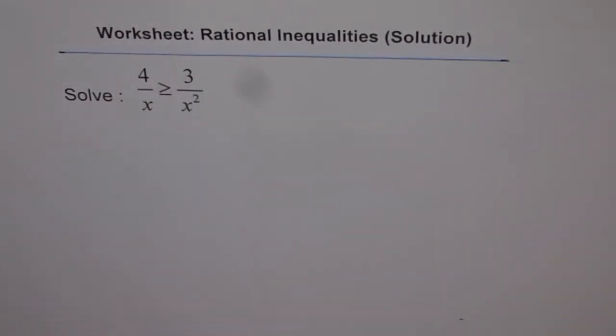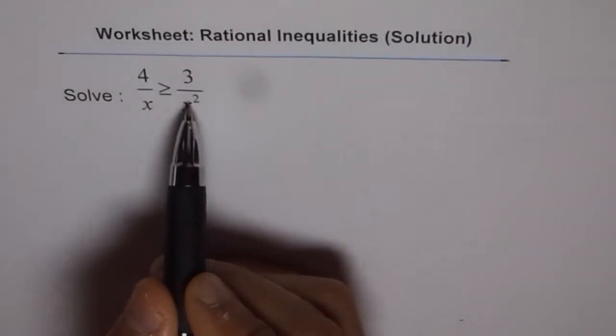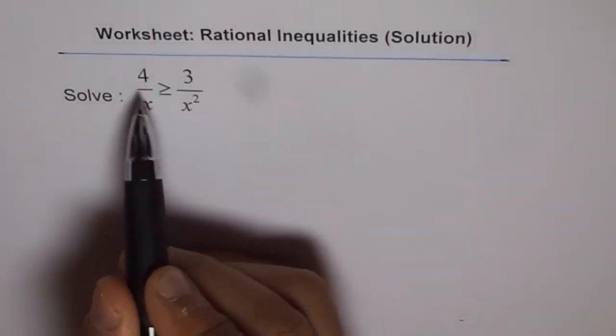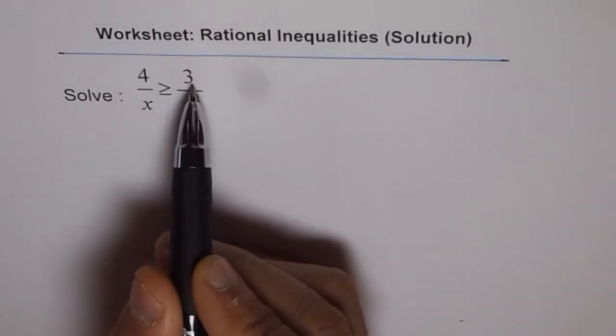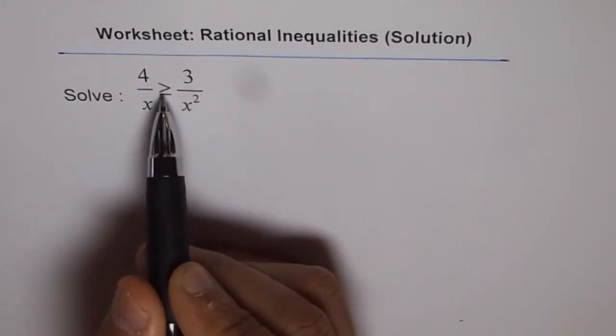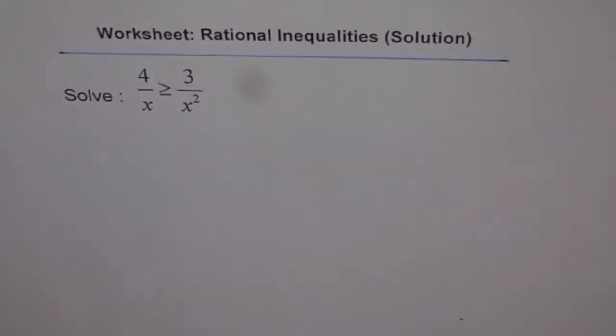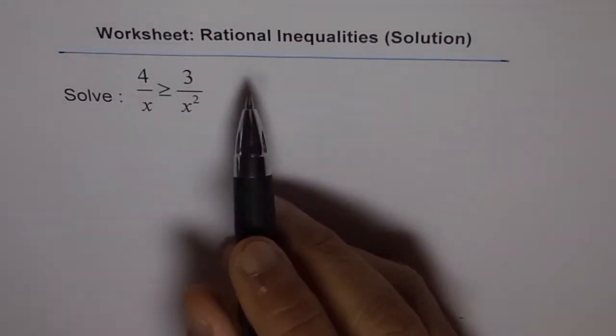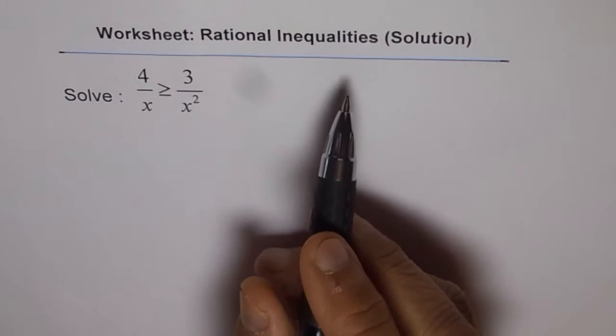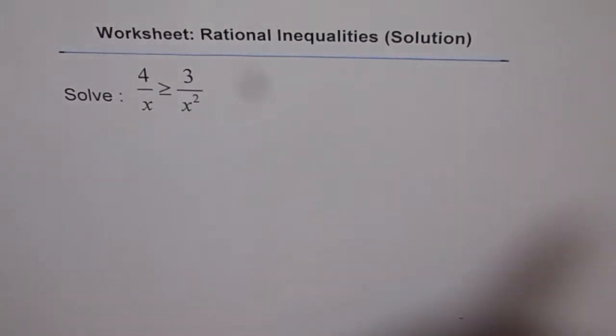At times students will cancel 1x from here, and they say, well, 4 is greater than or equal to 3 over x, or 4x is greater than 3 and x is greater than or equal to 3 over 4, and that is their solution. So those are the wrong answers which should not be done in solving rational inequalities. All those are wrong answers. Now what is the right way of doing it?